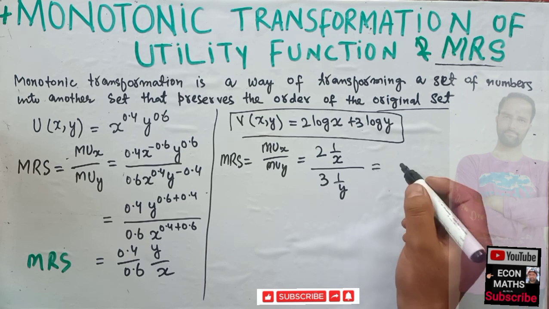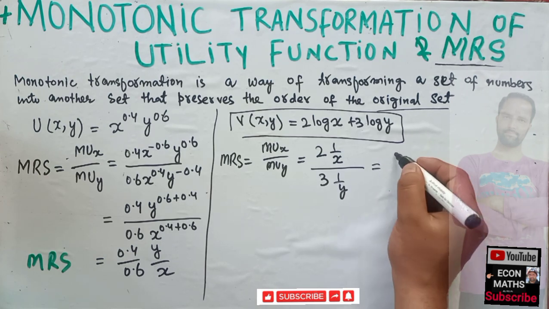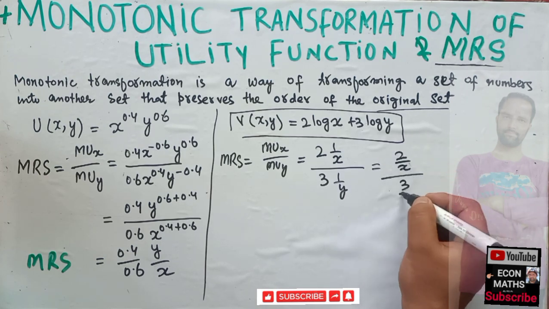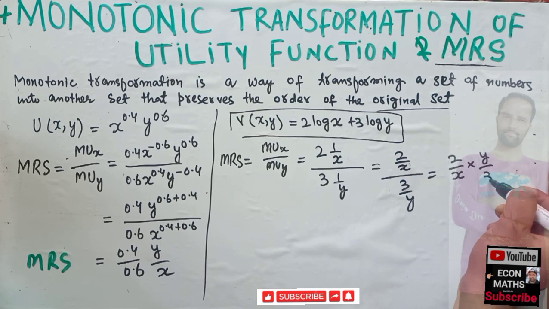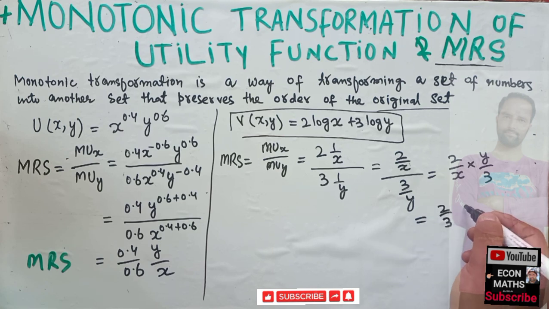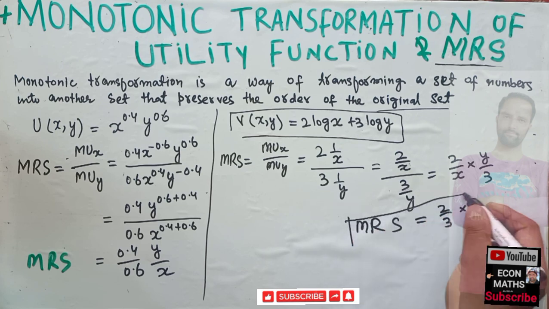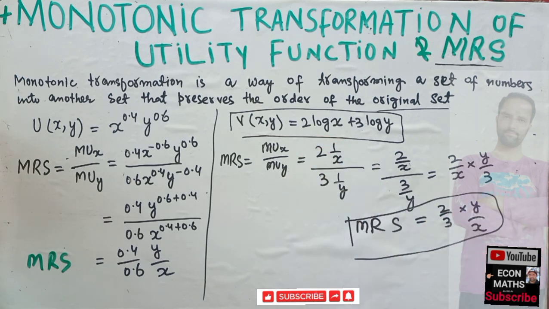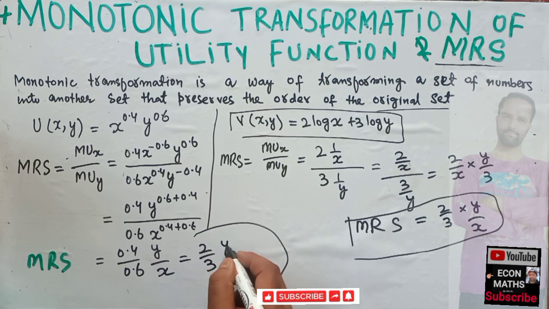So this will become 2 upon x whole divided by 3 upon y, which can be written as 2 upon x into y upon 3, which comes out to be 2 upon 3 into y upon x. This is our marginal rate of substitution for this utility function. Here we also have 0.4 upon 0.6. Let me write it to make things easier: 4 ones are 2, twos are 2, threes are, so we get 2 upon 3 y upon x.